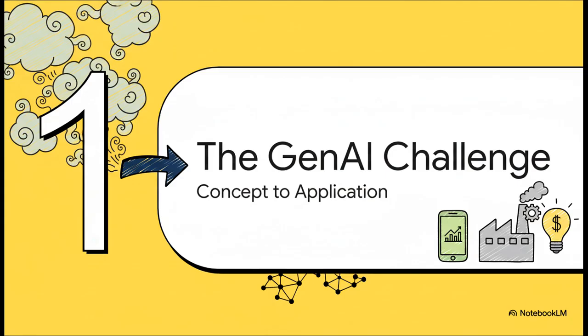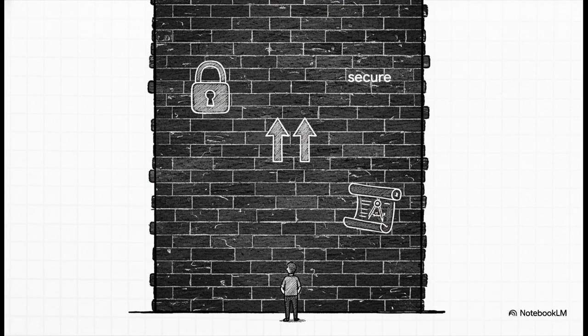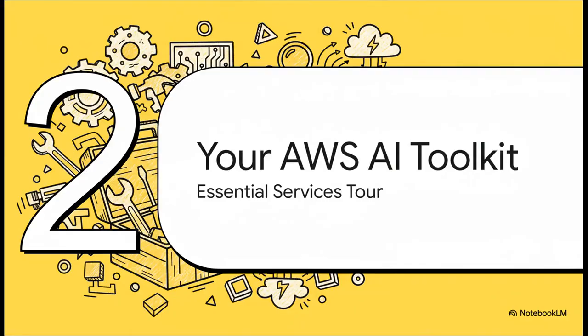The big idea here is, how do we get from these huge, kind of abstract concepts to actual, concrete applications that you can build and that people can use? And this slide really gets to the heart of it. For so long, building your own custom, secure AI that could actually scale was like trying to break through a brick wall. You needed deep, deep expertise and a massive budget. Well, that's what is fundamentally changing right now. So, how do we actually break down that wall? That leads us right into Section 2, your AWS AI Toolkit.